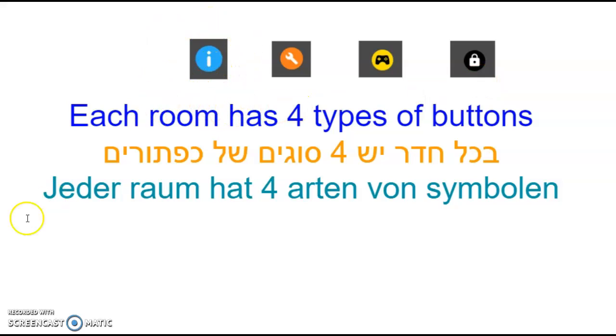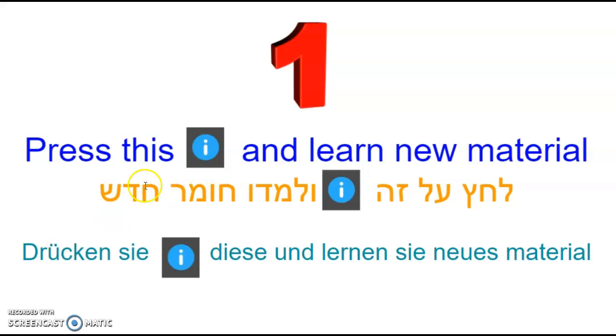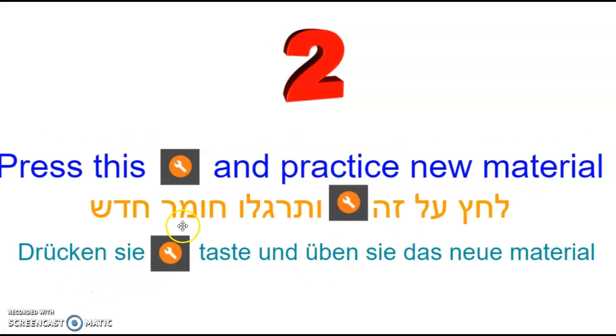The I button is the information button. And that's the first thing you do when you go into the room. You press on the I button in order to learn your new material. The next thing you press on is the spanner button. And this button is the button where you press it, you'll get access to new material that you can practice with a whole lot of games.